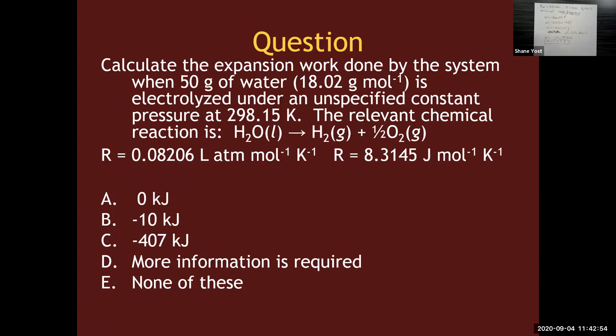So let's calculate the expansion work done by a system when 50 grams of water is electrolyzed against some unspecified constant external pressure at 298.15 Kelvin. The chemical reaction that's relevant is H2O liquid going to H2 gas plus 1/2 O2 gas, given the ideal gas constants. Think for a minute whether it should be A, 0 kilojoules, B, negative 10, C, negative 407, D, you need more information to solve the problem, or E, none of these.